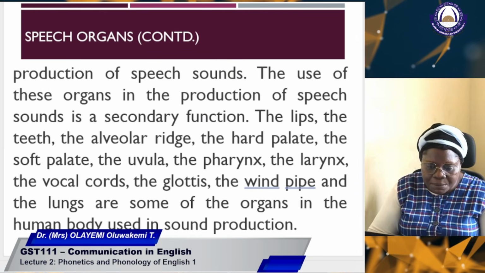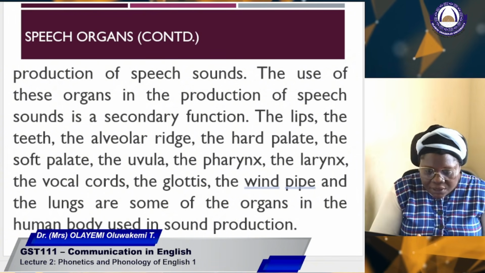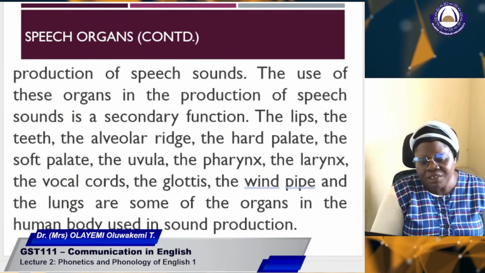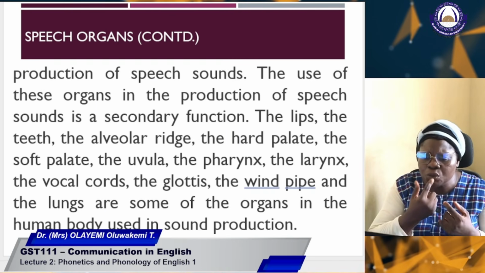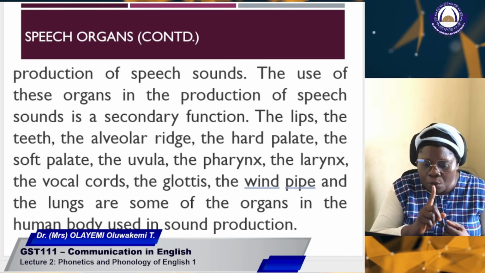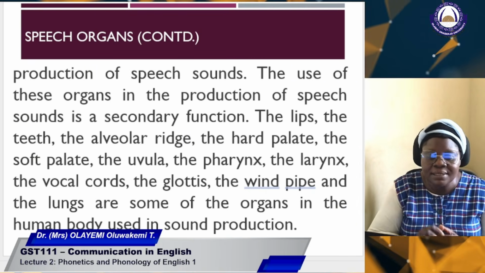Okay, so we have the lips. Now, talking about the speech organs, we have the lips, the teeth, the alveolar ridge, the hard palate. When I say the lips, you may be able to relate with that. You have two lips, the lower lip and the upper lip. Then you have the set of teeth. You have the lower teeth and the upper set of teeth.